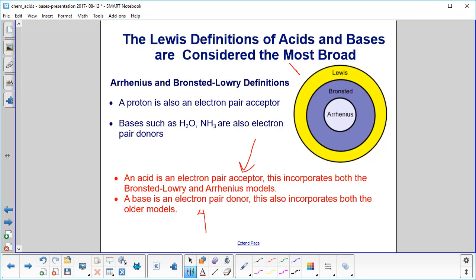So you can see how the Lewis model is kind of on the outside of this little diagram. It includes all of the Bronsted and Arrhenius acids and bases.